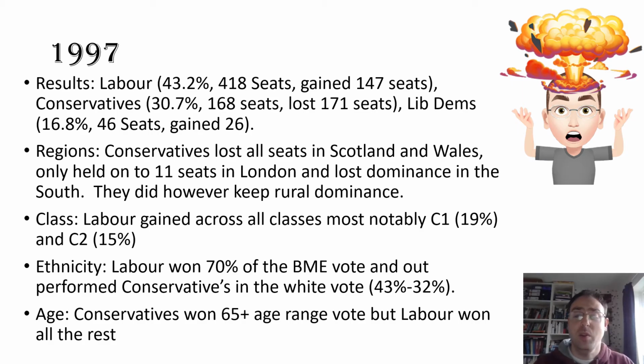And we also see the Labour Party doing particularly well with the BME vote, winning 70% of that, and actually outperforming the Conservatives in the white vote, 43% to 32%. This again might be more of a reflection of just how badly the Conservative Party had done, rather than any particular shift in the white vote in a longer term trend. Age, again, we see a connection with age. Conservatives won the 65 plus vote, but Labour won all the rest. So the connection is there, but maybe not quite that strong at this point.